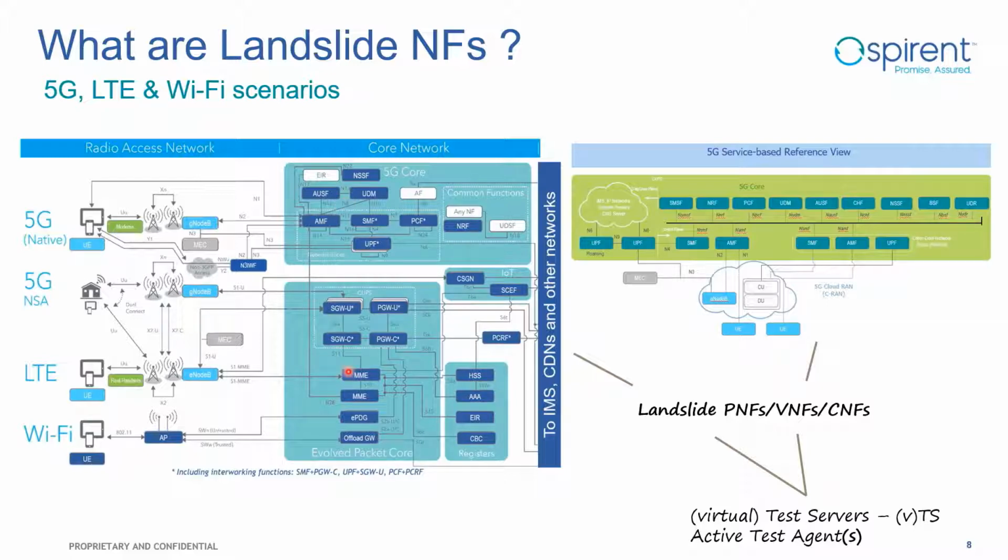All those functions that are provided are available in what we call test cases in Landslide, and those test cases can be configured in defined types of Landslide agents. Those agents could be physical network functions, virtual network functions, or container-based network functions. Those network functions are typically called test servers in a lab environment or active test agents in a production environment for Version 1.